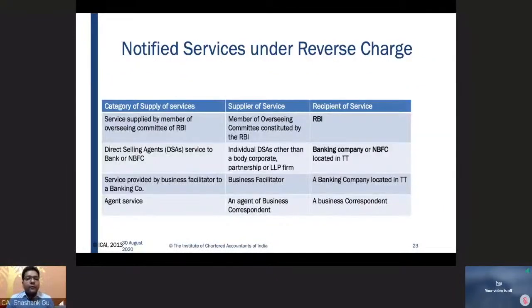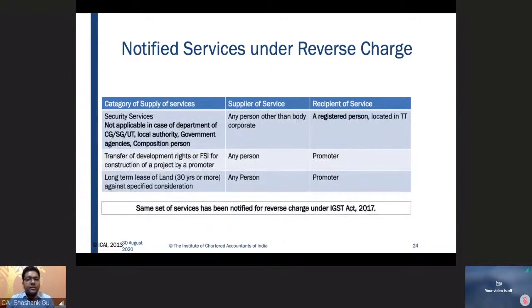Next, member of our overseeing committee of RBI. RBI is liable to pay under reverse charge. Direct selling agent of bank or NBFC, bank company or NBFC is liable to pay under reverse charge. Business facilitator providing services to banking company is liable to pay under reverse charge. Agent service, business correspondent is liable to pay under reverse charge.